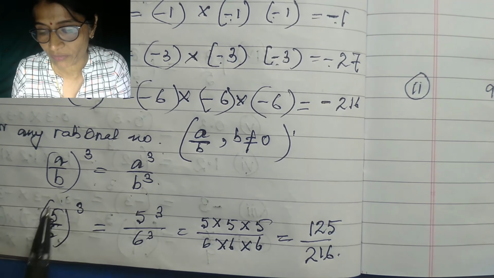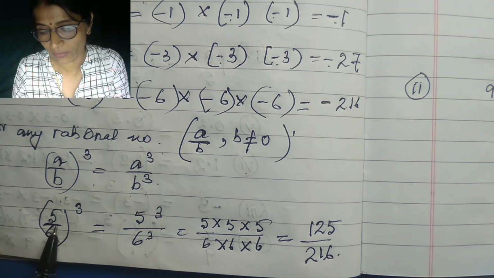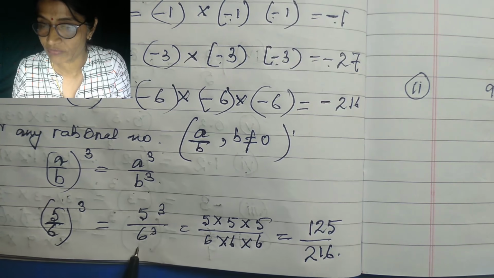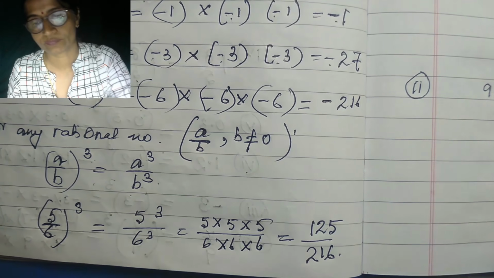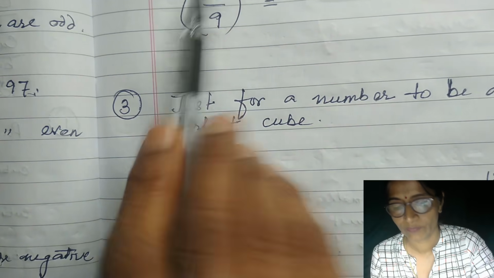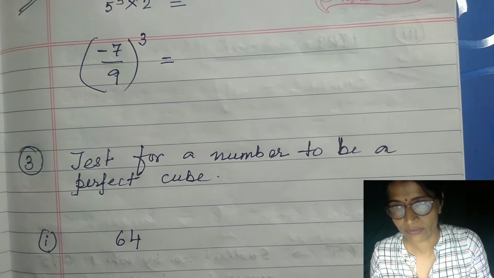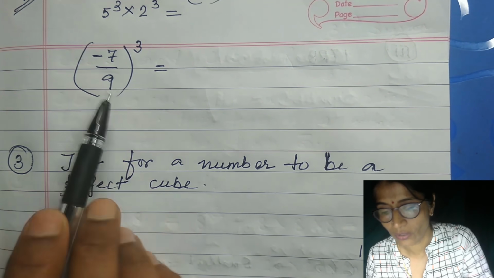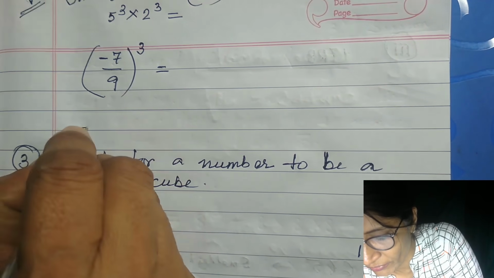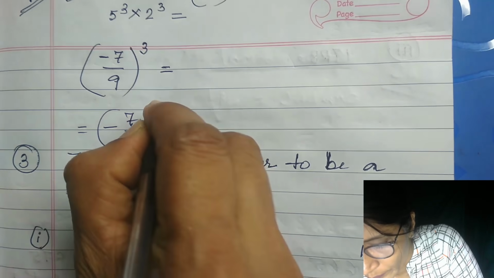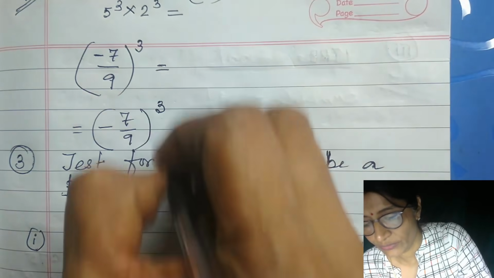So this is how to find the cube of a rational number. To find the cube of a rational number, we have to find the cube of the numerator as well as the cube of the denominator. Next, I am giving you another example, but with a minus sign. This is the same as if I write minus 7 divided by 9 whole cube. Okay, so we can solve it.